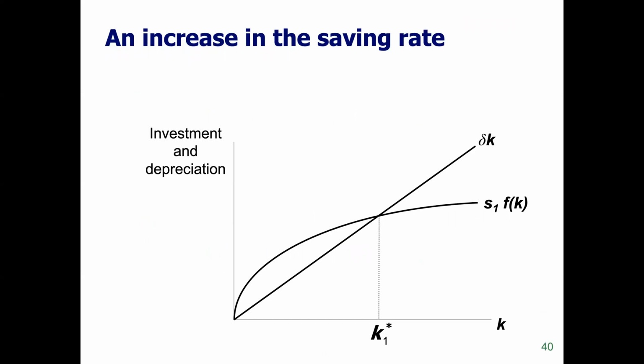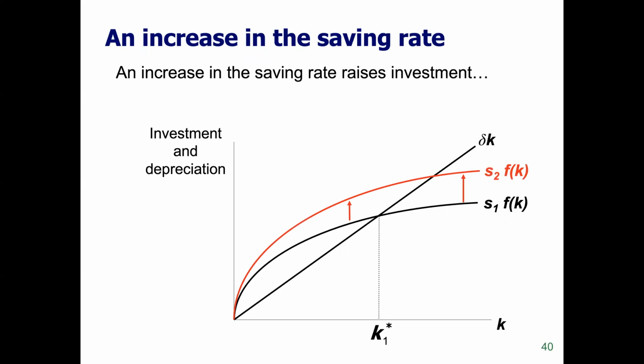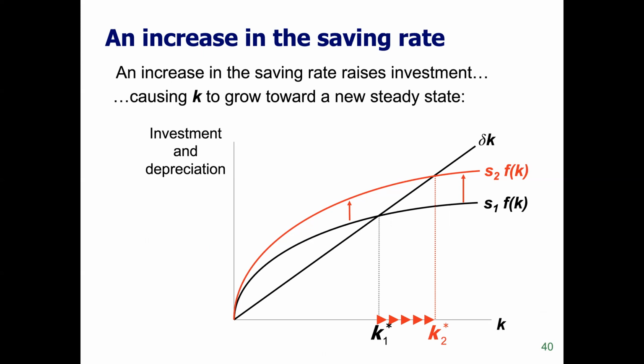Okay, now we get to do some comparative statics, or you could even call it comparative dynamics in this case. Let's look at an increase in the saving rate. Imagine we're at a steady state, K1 star, the first steady state that corresponds to saving rate S1. But now, after I increase the saving rate to S2, I've got a higher curve for investment per worker as a function of capital per worker that raises the new steady state that you're going to grow towards gradually.